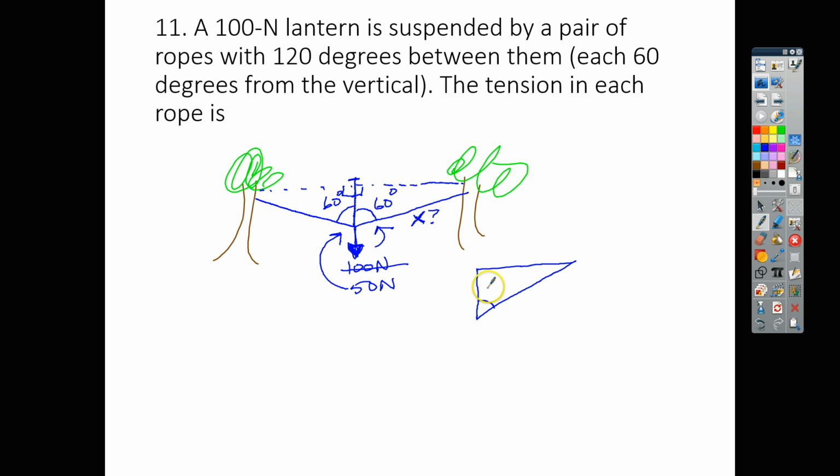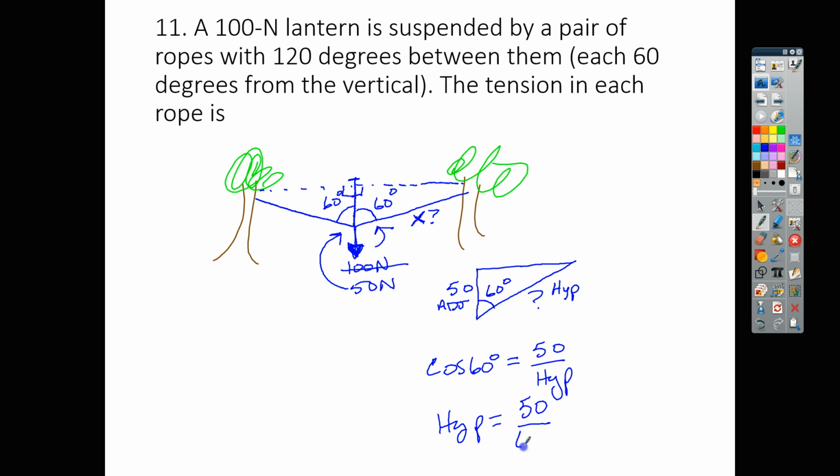So this side is 60 degrees, and this side we know is 50. We want to know what this side is. Notice that this is the hypotenuse of our triangle, and this side is our adjacent side. So cosine of 60 degrees is equal to our adjacent, which is 50, over the hypotenuse. Now we're going to find the hypotenuse, and that's going to be equal to 50 all over the cosine of 60 degrees.